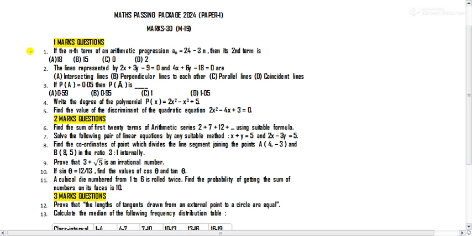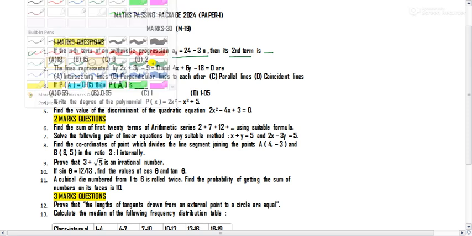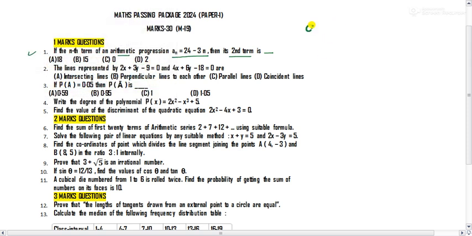So here the question number 1 says, if the nth term of an AP (arithmetic progression) an is equal to 24 minus 3n, then its second term is dash. Okay, so they have given nth term. In this chapter we have a formula for an and Sn. You have to remember that. When we are going to solve such questions, I will let you know. But here, see, they have given nth term directly.